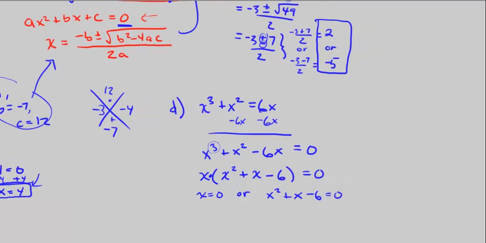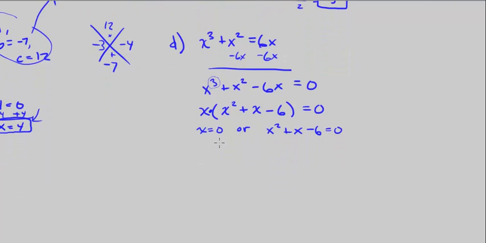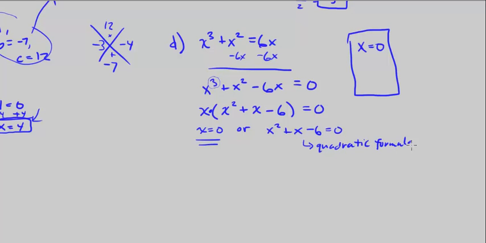So this part is already solved. We know x equals 0 is one of our solutions, right? x can be 0, and this will be true. Or whatever x is here, whatever we find that to be, will be a solution as well. So for this we can use two methods. We can do our quadratic formula with a is 1, b is 1, and c is negative 6.